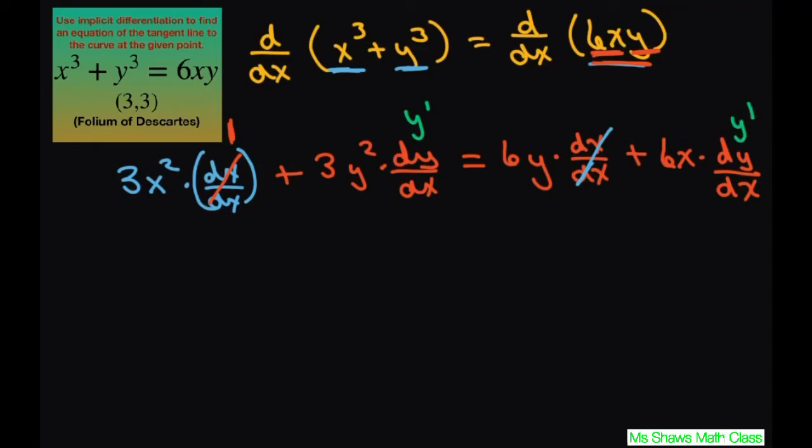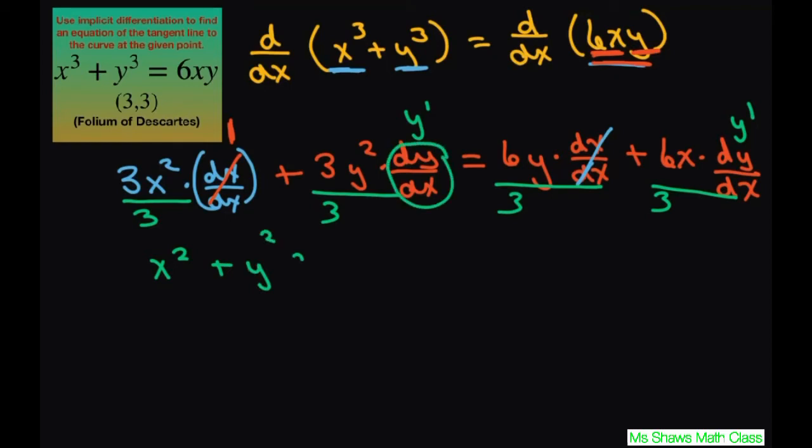And before I move on, what I'm going to do is divide each of these by 3. So I'm going to divide each of these by 3 and simplify. So we're going to get x squared plus y squared, and you can either put the dy dx or the y prime, I'll just put dy dx, equals 2y, this part went away because that equals 1, plus 2x y prime. Let's just write dy dx.